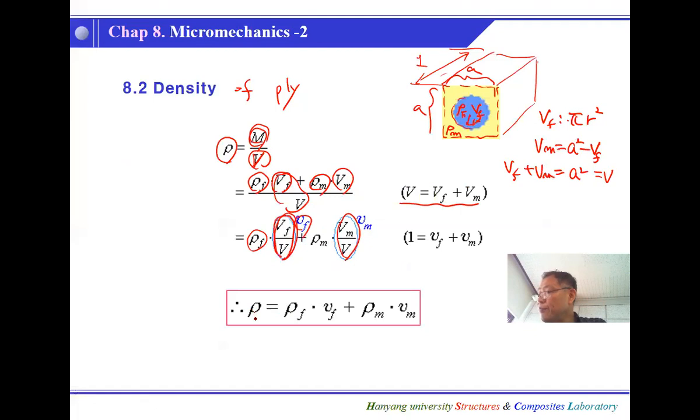So for the ply or composite, I will just say C stands for composite. And composite density will be given as the fiber density times the volume fraction, plus rho m times Vm. For Vm, you can use 1 minus Vf. This is a very simple procedure, and this is the rule of mixture.